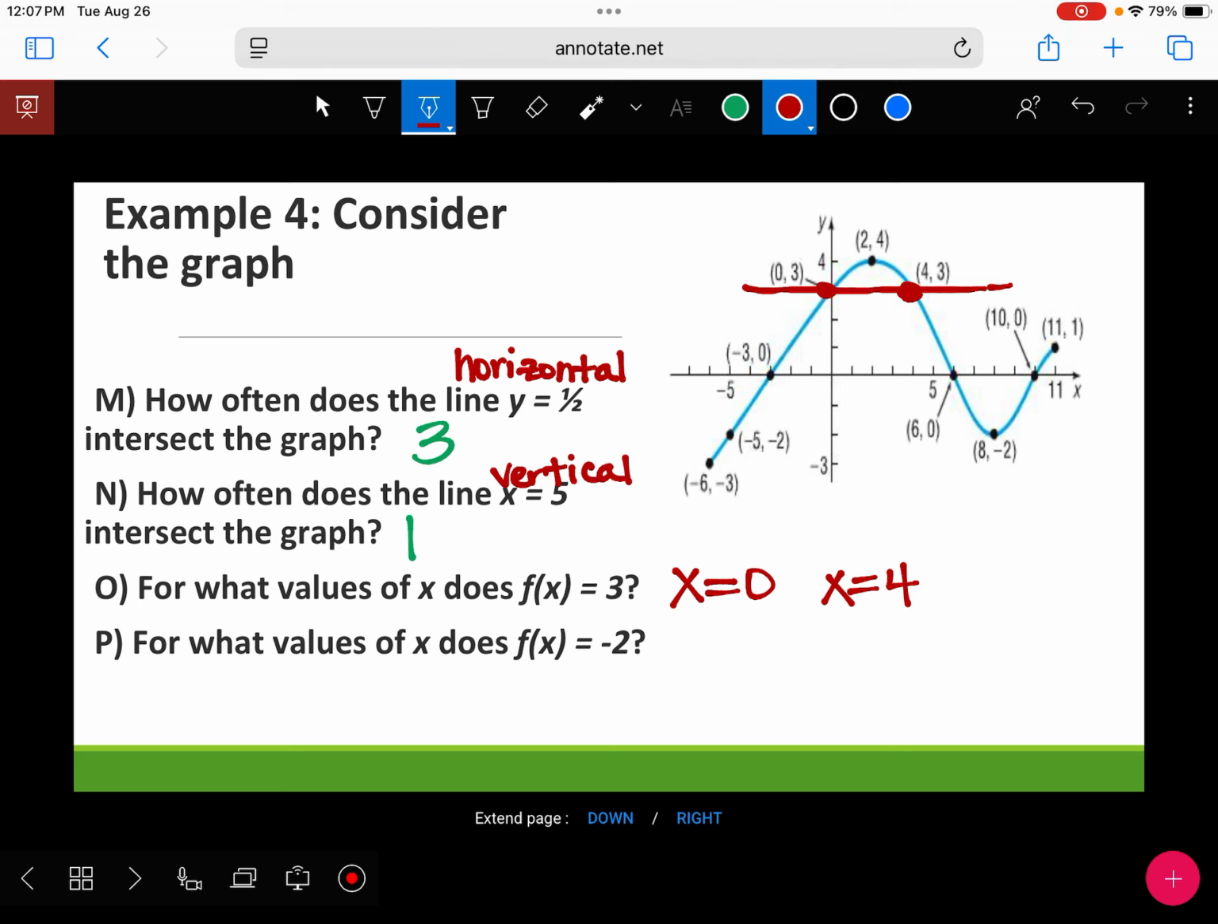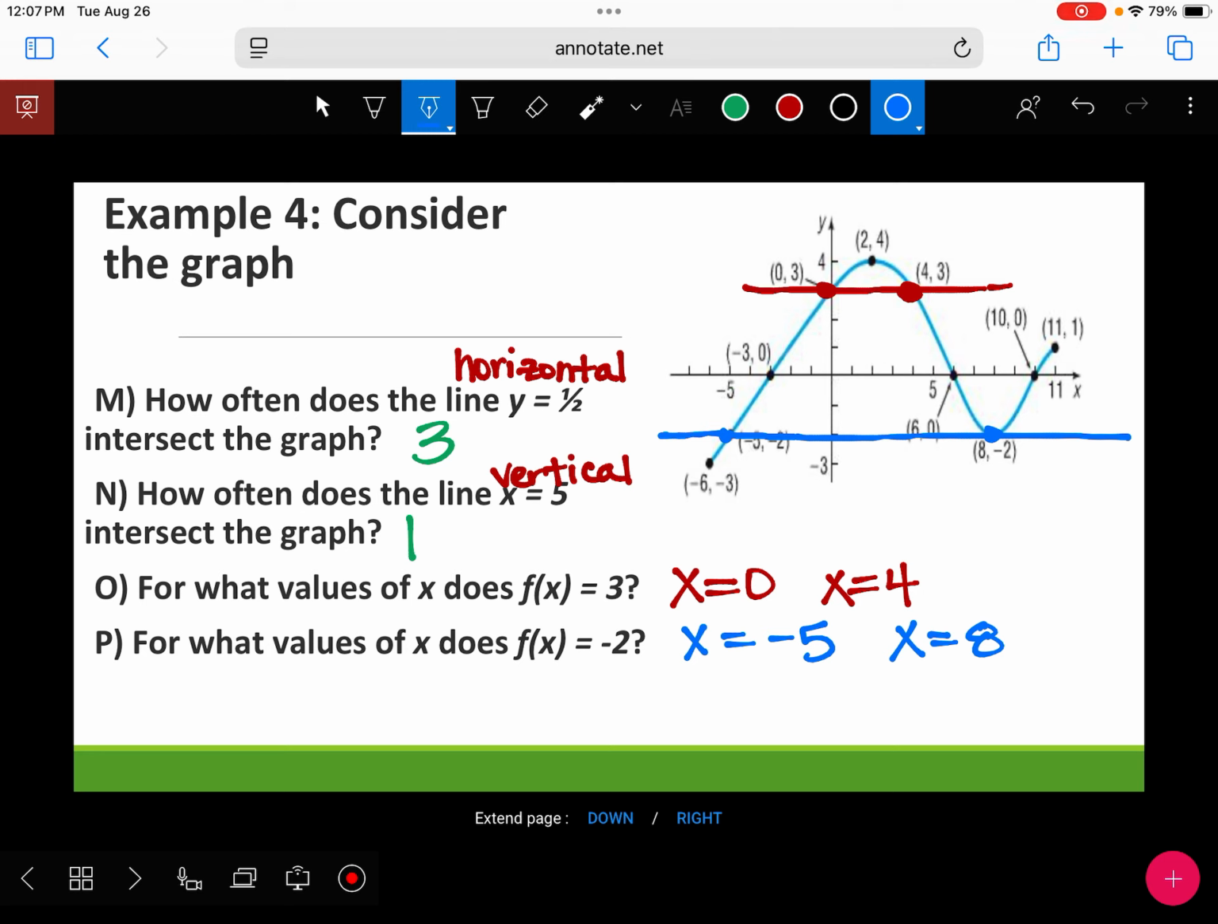All right, the last one is y equals -2. So -2, I'm going to draw a horizontal line through -2. It crosses, well, it doesn't cross, but it touches. So what are my 2 x values? So the first time is at -5. And where's the second time? 8.